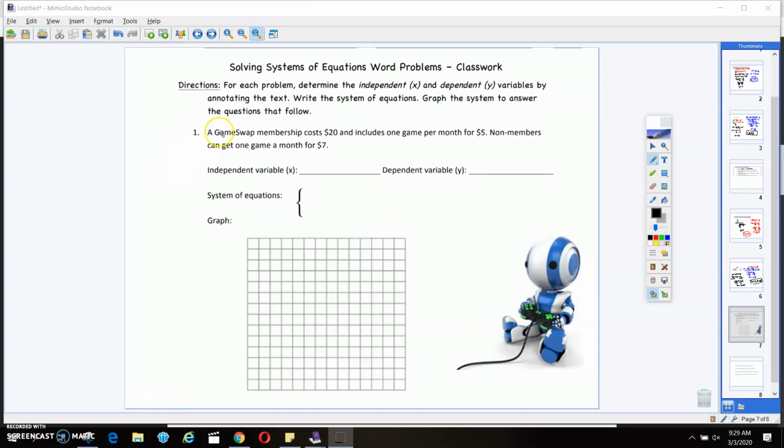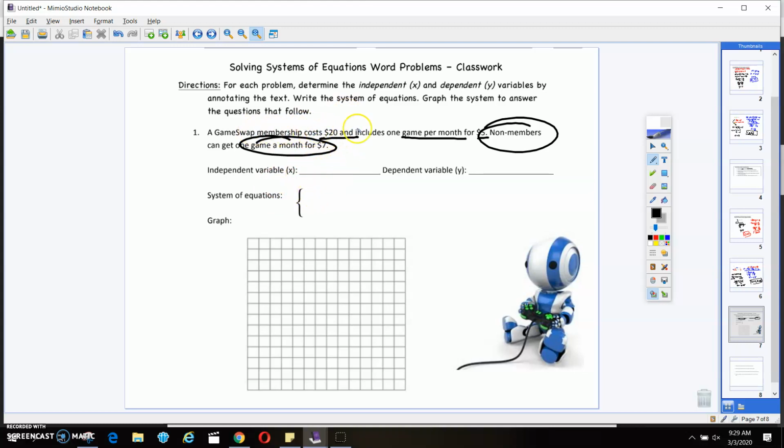So on this problem, it says a game swap membership costs $20 and includes one game per month for $5. Non-members can get one game per month for $7. So we're going to look at independent variables and dependent variables. So the independent variable is the one that can stand alone, is not affected by the other things. Okay, so in both of these, we would write an equation, right? Okay, so let's go ahead and write that equation.